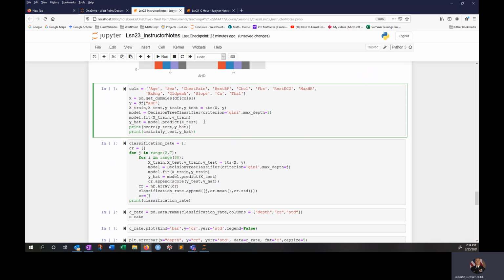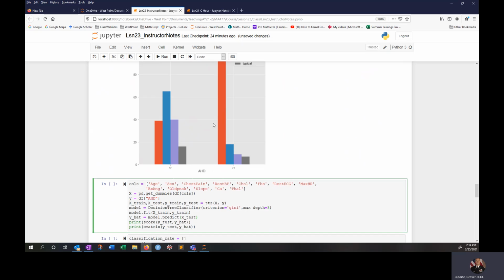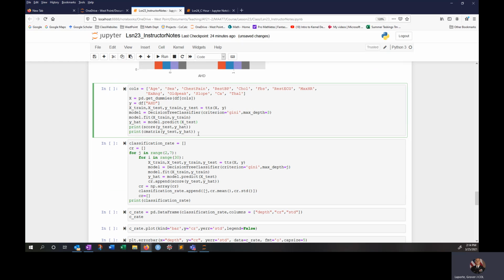All right, so what we are doing now is picking the columns that we want for our X values, and then getting the dummies, and then picking what my response variable is. This AHD means heart disease. I'm not sure what the A stands for. I forget. But I think in the book it just had HD as being a heart disease. But up here you'll see AHD for that thing.